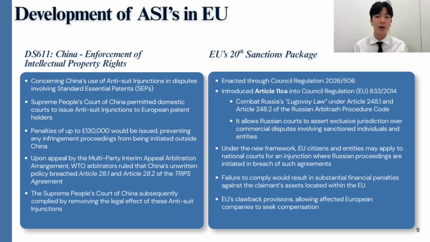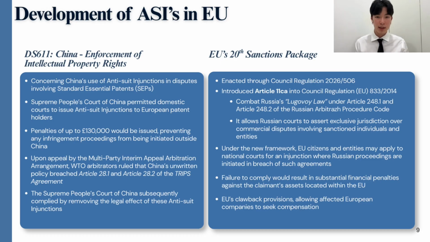Last but not least, there is the EU's 20th sanctions package. The EU's 20th sanctions package, which was enacted through Council Regulation 2026/506 and introduced Article 11ca into Regulation 833/2014, established a targeted anti-suit injunction mechanism to counter Russia's Lugovoy law contained in Articles 248.1 and 248.2 of the Russian Arbitrazh Procedure Code. Russian courts have frequently relied on these provisions to disregard valid arbitration agreements and exclusive jurisdiction clauses by asserting exclusive jurisdiction over sanctions-related disputes.